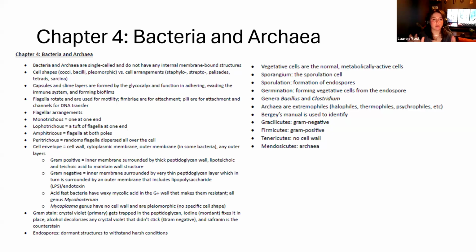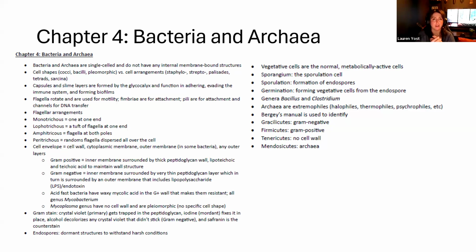So glycocalyx, we're talking about the sugary coating. It can be loosely associated, which is the slime layer, or it can be tightly associated, which is the capsule. The capsules are important for adhering to surfaces, evading the immune system, and forming biofilms. Capsules are going to come up over and over again, so it's a good one to understand.